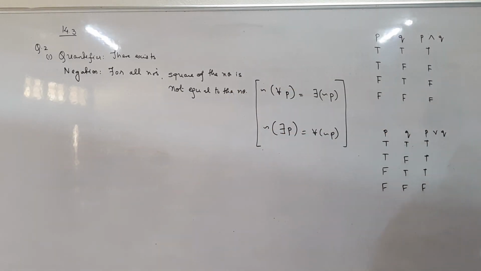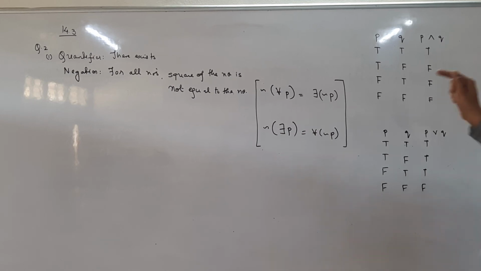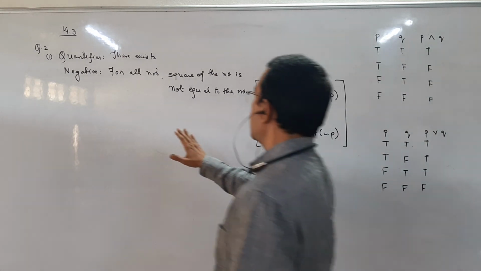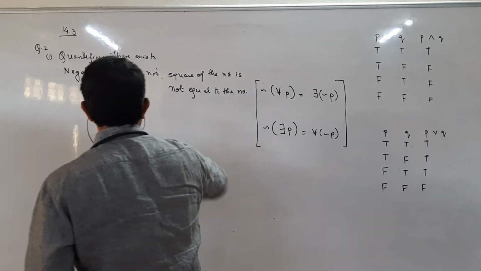Back answer is written in a different way. There exists a number which is equal to the square. So there does not exist any number whose square is equal to the number. Or I can write for all numbers, square of the number is not equal to the number, the meaning is the same. So here the answer is written in a different way. So always remember the negation for there exists is for all.